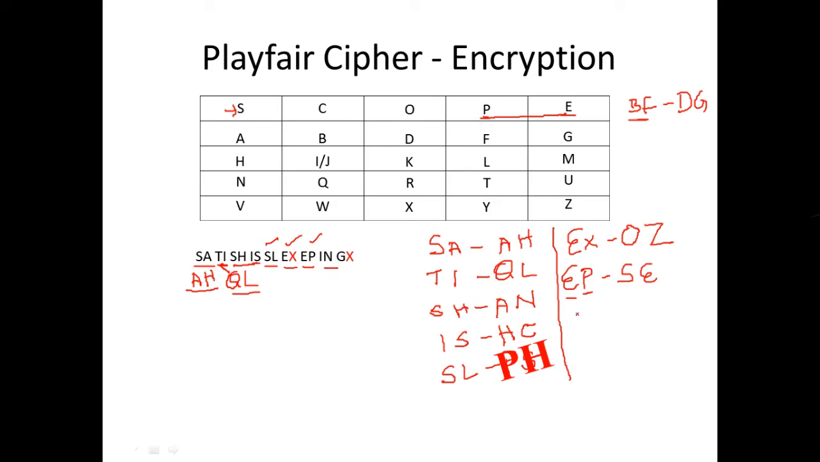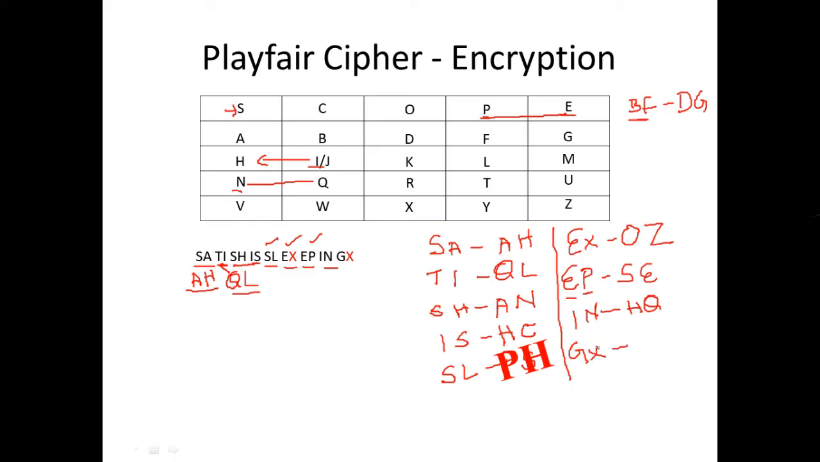What is IN? How will you encode IN? This is I and this is N. They are in different rows and columns. So how does N meet I/J? It travels here and it's Q. Or how I meets N, travels in the row, so it is H. So I will be encoded as H and N will be encrypted as Q.